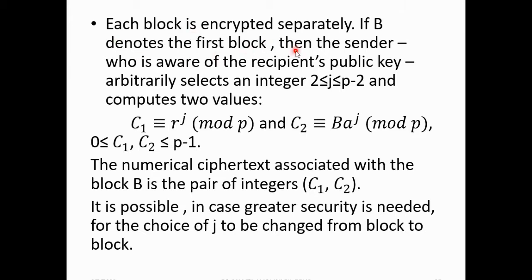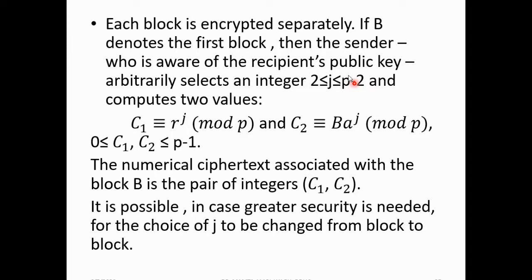If B denotes the first block, then the sender, who is aware of the recipient's public key, arbitrarily selects an integer j from 2 to p minus 2 and then computes these two values: C1, which is r to the power j mod p, and C2, which is b times a to the power j modulo p, where C1 and C2 lie from 0 to p minus 1. The numerical ciphertext associated with the block B is the pair of integers C1 and C2.